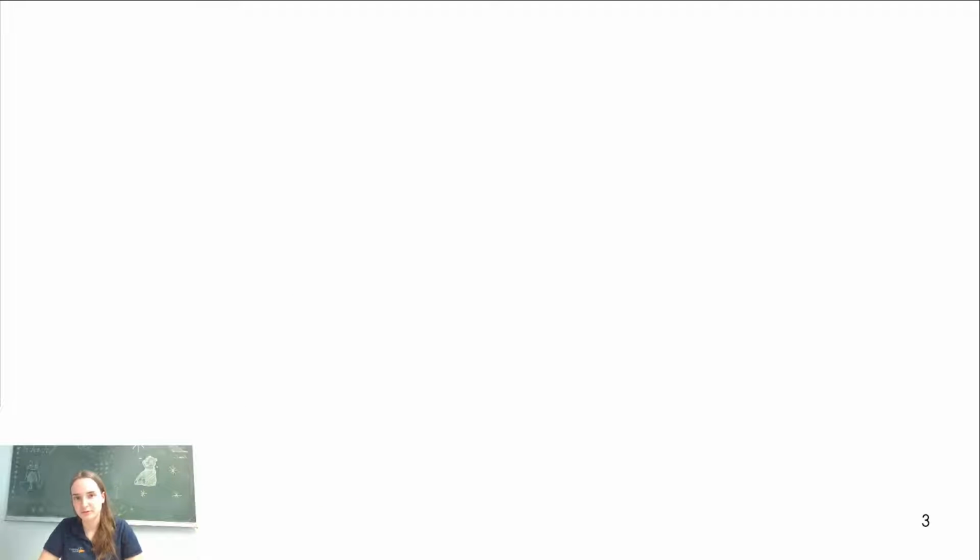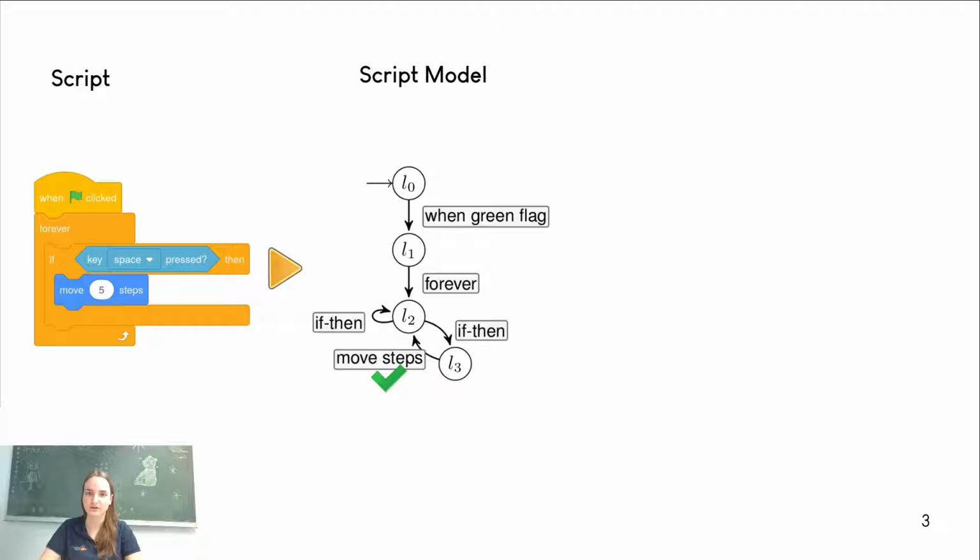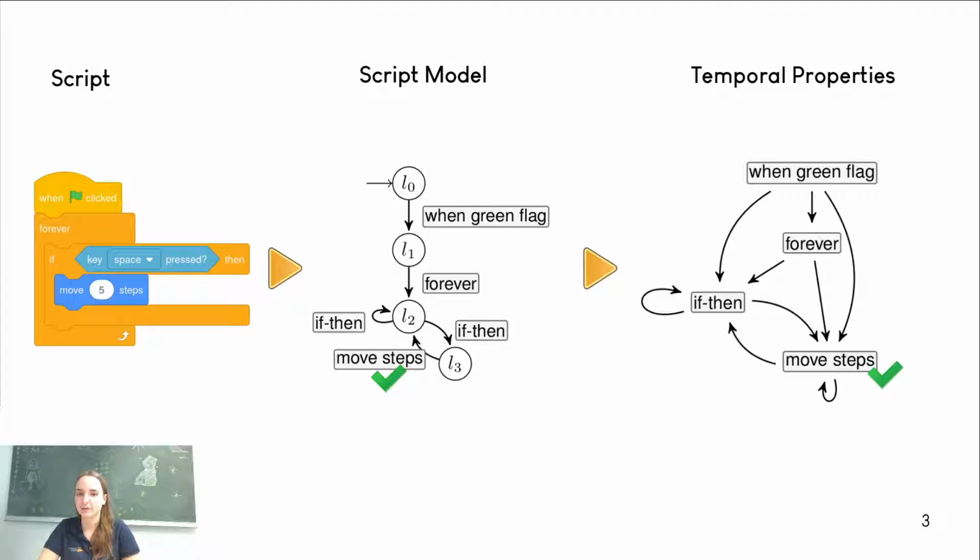But how do we get from Scratch projects to patterns and violations? We need a representation of scripts that allows us to mine patterns. For this, we define script models. Script models summarize the control flow of the individual scripts and are labeled with instructions. From these script models, we extract pairs of blocks where one block can precede the other in program execution. These pairs of blocks are called temporal properties. We extract a graph summarizing these temporal properties, which depict block patterns.